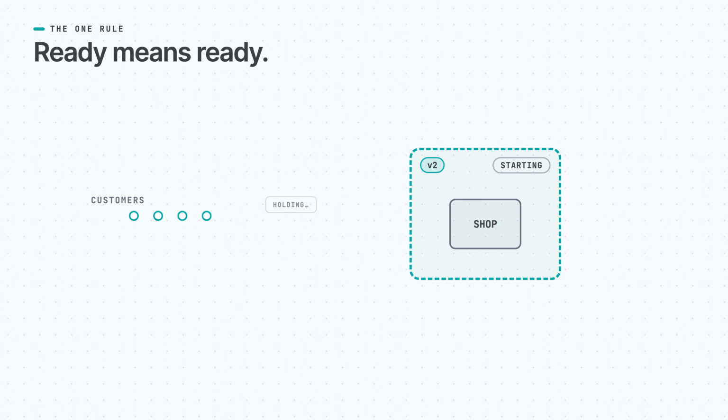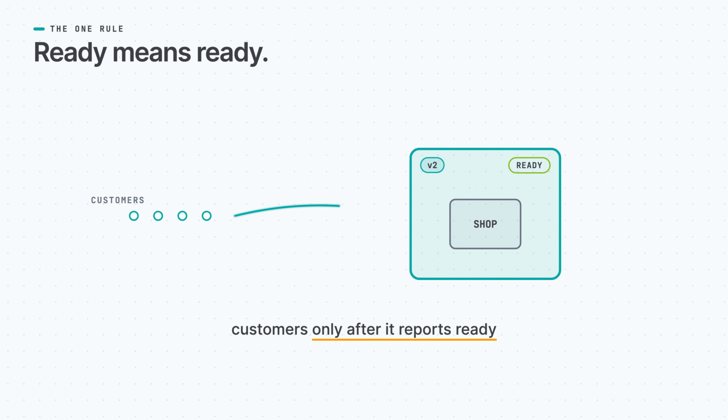One rule makes this safe. A new pod gets customers only after it reports ready. Kubernetes keeps healthy capacity serving while the swap happens, as long as your app is honest about when it is actually ready.